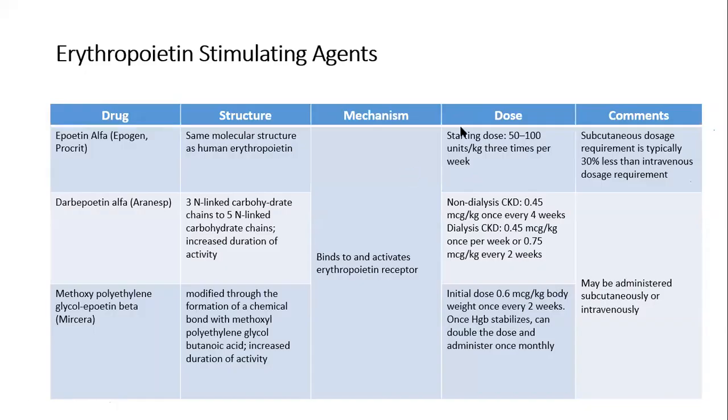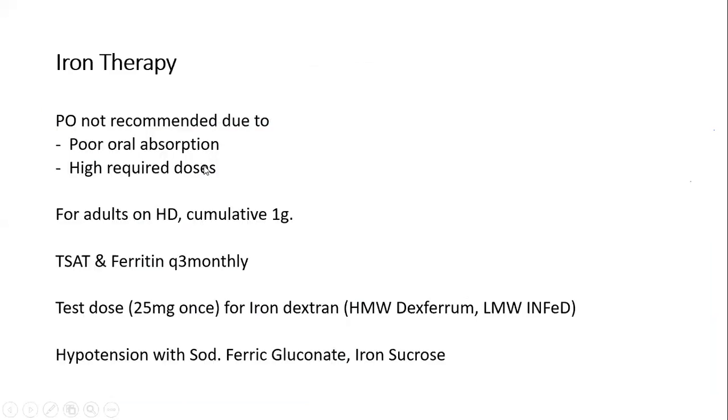So these are different poietins. They are used subcutaneously, and there's hardly any difference between the two. The darbepoetin and methoxy polyethylene glycol-epoetin beta are just longer acting ones. Epoetin is relatively shorter acting. You can go through this.